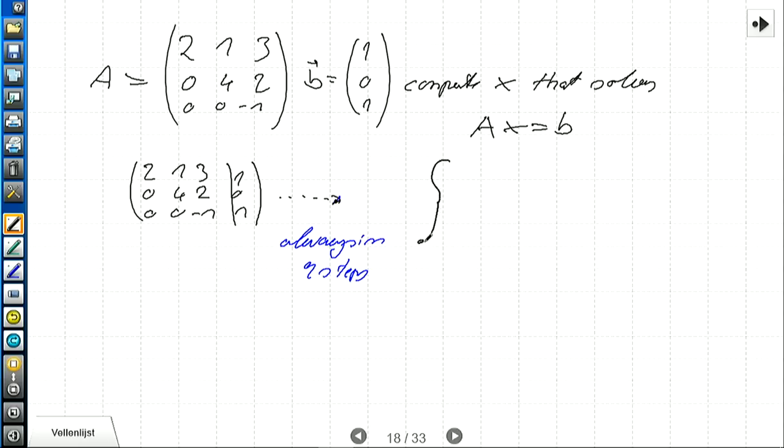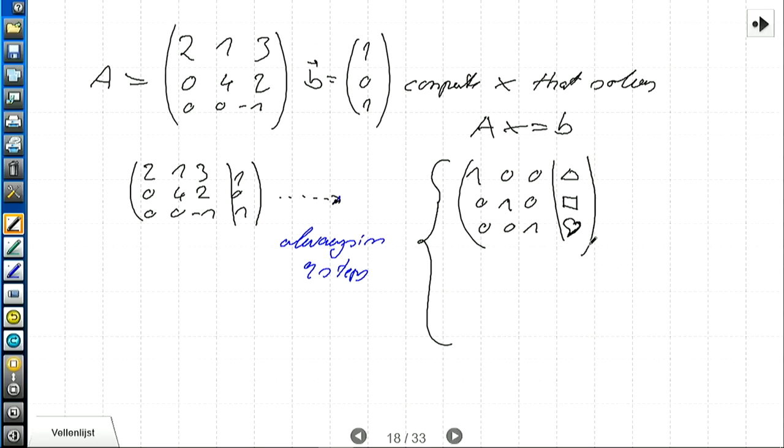The one is that we really transform it into something like that. That's what we call the unit matrix, right? And then there comes something else. Because I do not know the answer, let's say a triangle, a square, and a heart. Because if I draw a circle, you think it's a 0, right? And then we say, so the unknown vector x, that's the solution. x is triangle, square, and heart.